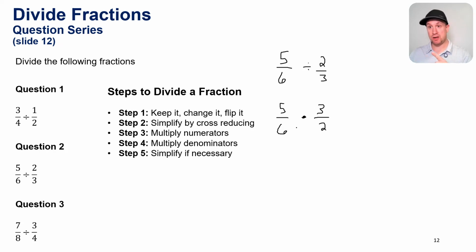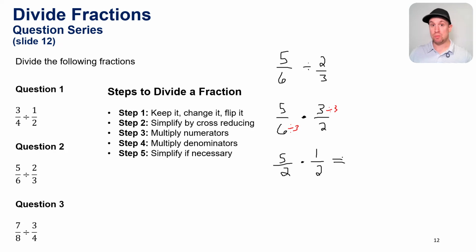Next, we're going to see if we can cross-reduce. 5 and 2 cannot be cross-reduced, but 3 and 6 can be. I can divide a 3 into the 3 and a 3 into the 6. Rewriting this, I now get 5 over 6 divided by 3 is 2 times 3 divided by 3 is 1 over 2. So now I have 5 over 2 times 1 over 2.